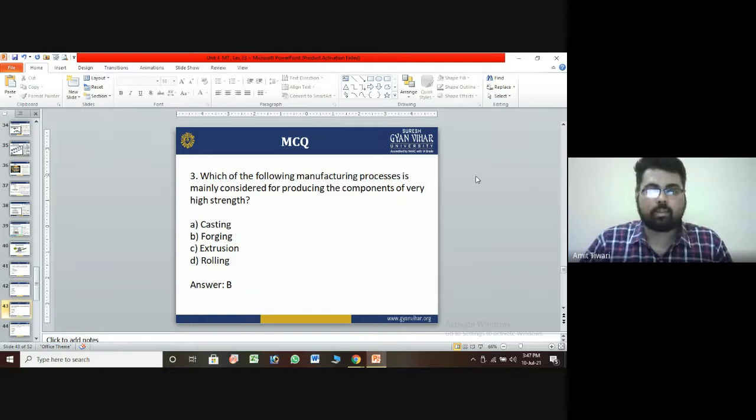Third one: which of the following manufacturing processes is mainly considered for producing components of very high strength? The options are casting, forging, extrusion, and rolling. The correct answer for this is forging. So forging is what we use for high strength.